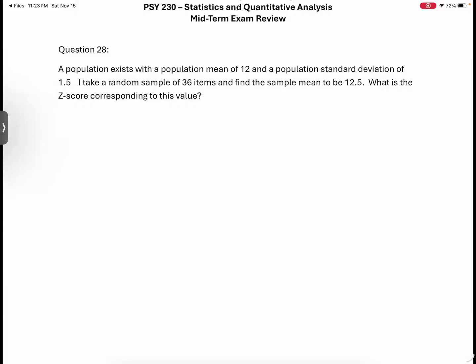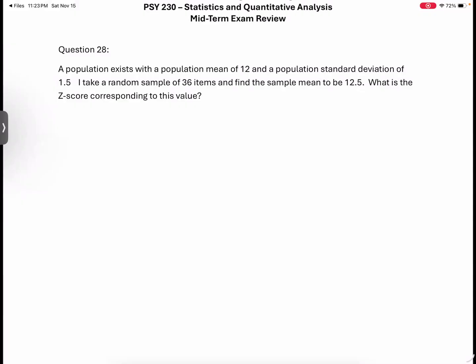So in this problem, it feels like you have too much information because you have the mean, you have the standard deviation, you have a data point, but you actually have a sample mean of 12.5. So that means we need to do something else. So let's take into account what we have.